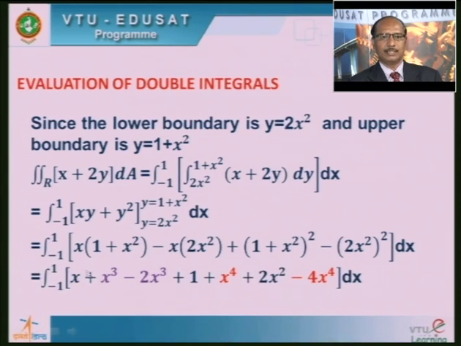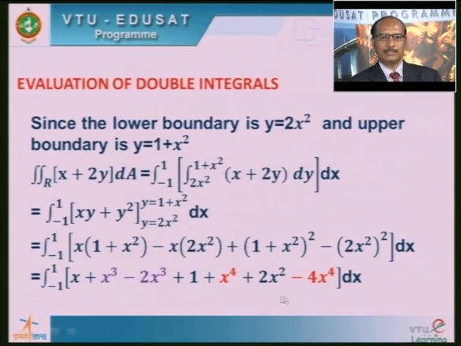Simplifying, x into 1 is x, x into x square is x cube, x into 2x square is 2x cube, plus squaring 1 plus x square whole square, like a plus b whole square: 1 square is 1, plus 2 times x square, plus x square whole square is x raised to 4, minus 2x square whole square, that becomes 4 into x raised to 4. Now, this becomes a function of x. I told you already, after the integration with respect to y and then substituting limits, that becomes a function of x.